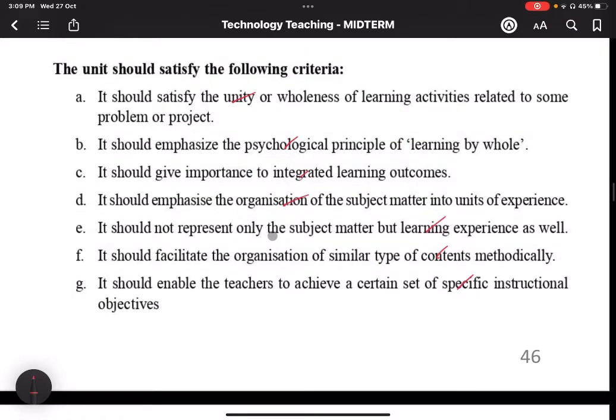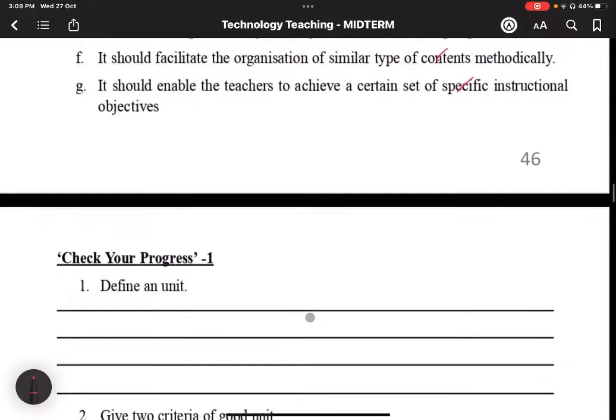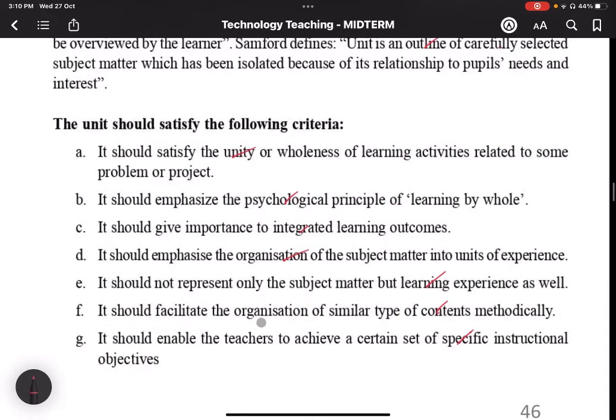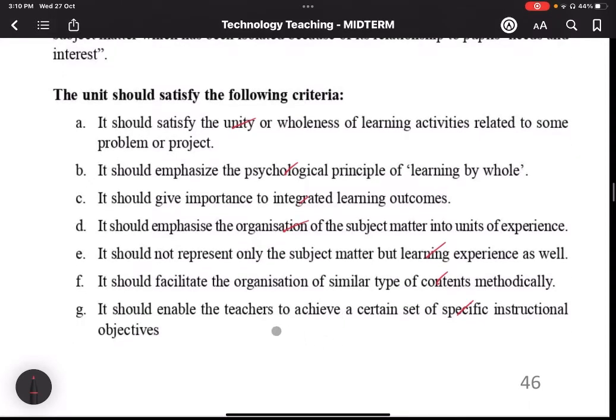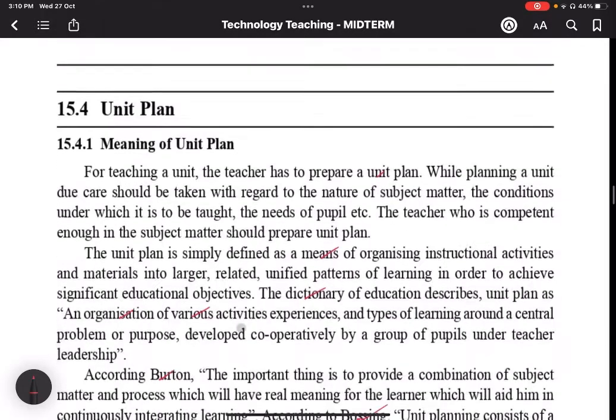Okay, it should not present only the subject matter but learning experience. Yan. It should take into account the learning experience of the students and it should be divided in such a way similar type of contents are carefully selected or grouped. It should enable teachers to achieve a certain set of specific instructional objectives. So yan ang criteria natin. Ang isang unit, last criteria natin, dapat ma-meet ng unit na yan ang isang specific learning objective.